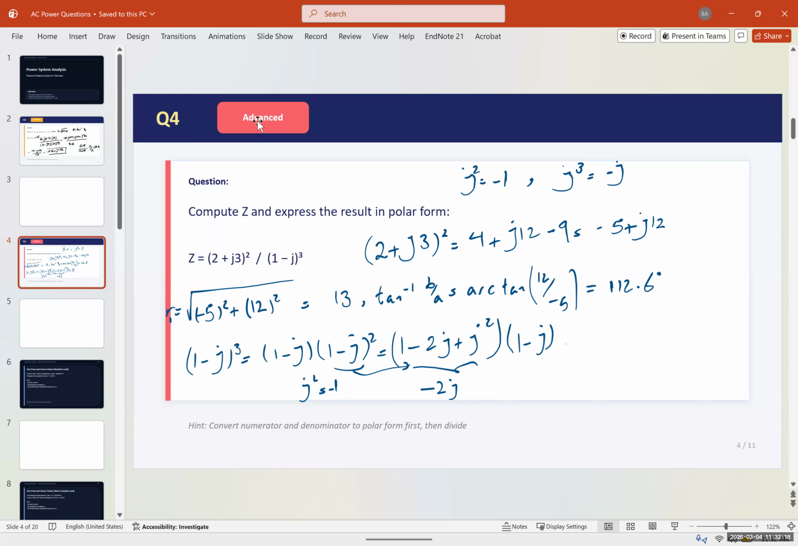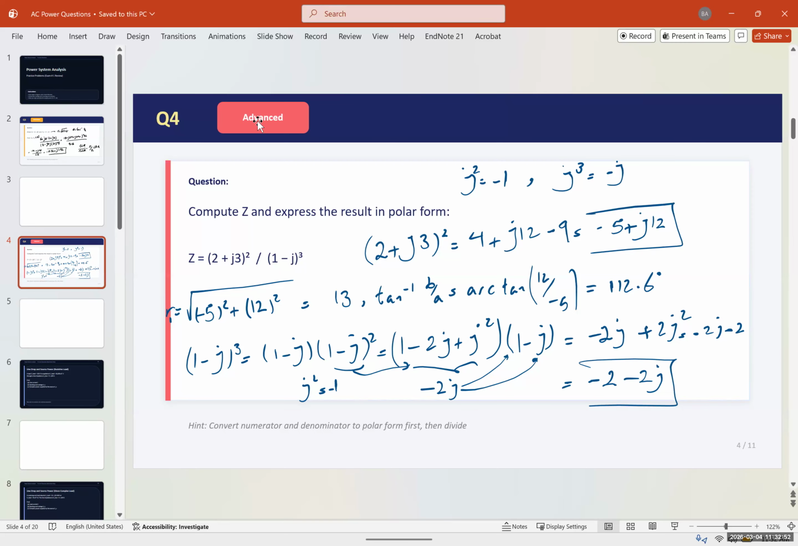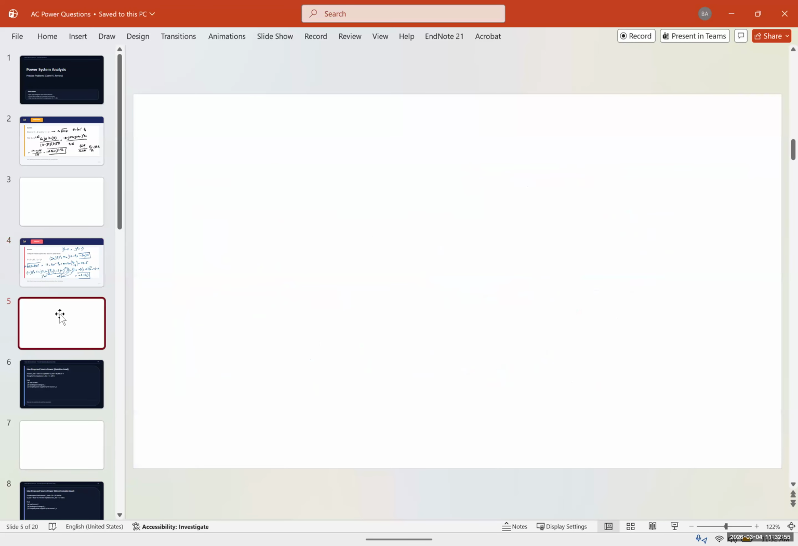So negative 2j times 1 minus j gives us negative 2j plus 2j squared, because we have to multiply it by 1 and negative. Again, we know that j squared is negative 1, so the result here would be equal to negative 2j minus 2, or negative 2 minus 2j. So this is the numerator and denominator. Let's find the final result.